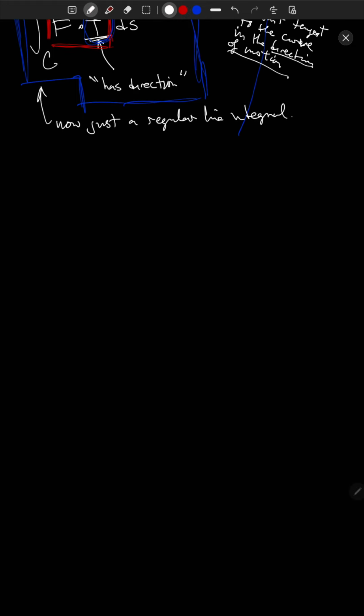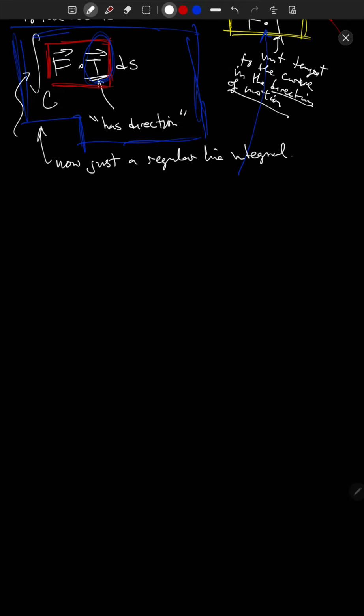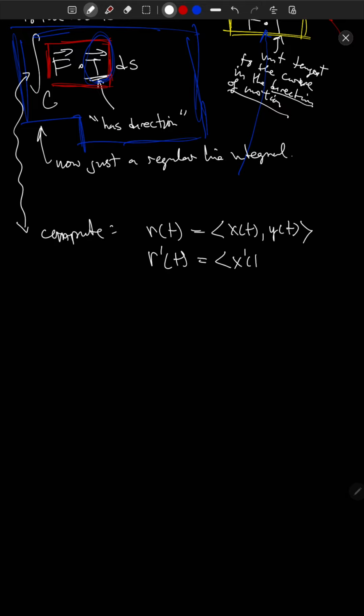Now, the good news about these computations is that we're very lucky, because if you write out this F dot T ds, you're going to see something really nice. So let's compute. How do we compute this? Again, we find a parameterization, x of t, y of t. We calculate its speed. And again, let's assume that this parameterization is in the correct direction of motion, so we don't have to pop out a minus sign. Then what exactly is this quantity, F dot T? Well, T is the unit tangent in the direction of motion. We're assuming r prime is in the direction of motion, and we want a unit tangent, so we take r prime of t and divide by its length.